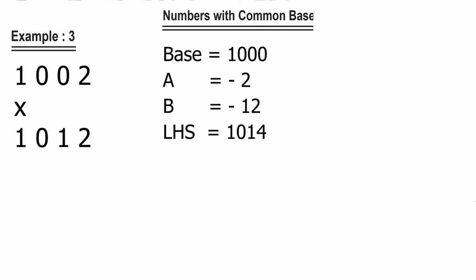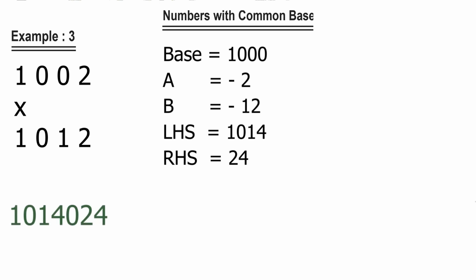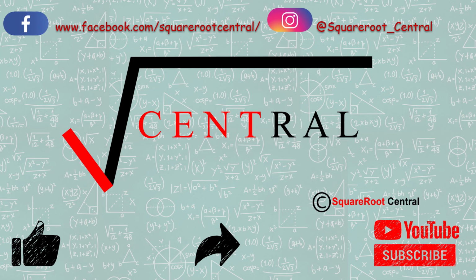Similarly, we have the right hand side as A multiplied by B, which is minus 2 multiplied by minus 12. Two same signs multiplied by each other give a positive, so the answer is 24. Now the minimum number of digits in the product is always equal to the total number of digits in the multiplicand and multiplier minus 1, which in our case is 8 minus 1, that is 7. However, combining the left and right hand side, we only have 6 digits. So while writing the final answer, we write it as 1014024.